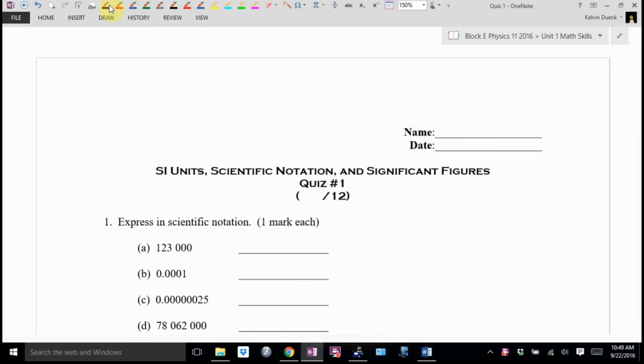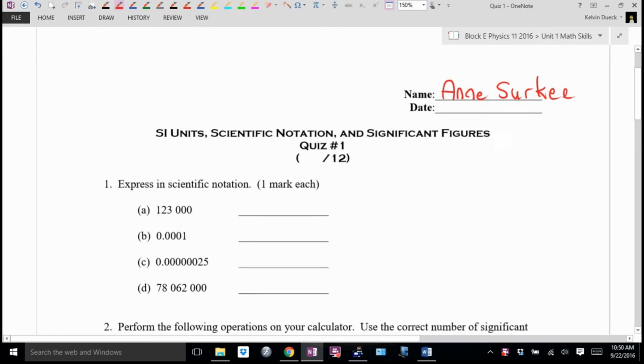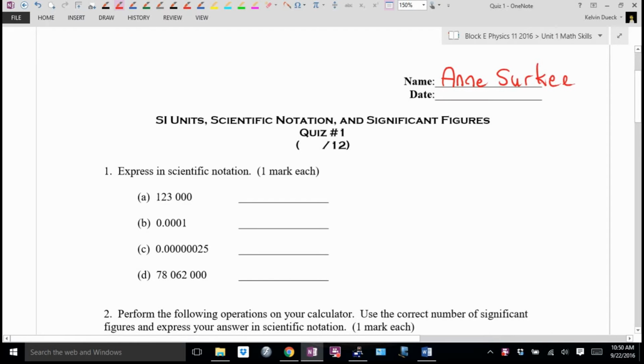Here we go. Do you know who my favorite student is? My favorite student is good old Ann Serkey. She gets everything right. It's amazing. Think about it. She gets perfect on everything. It's great. So, good old Ann. You ready? Mark your own.